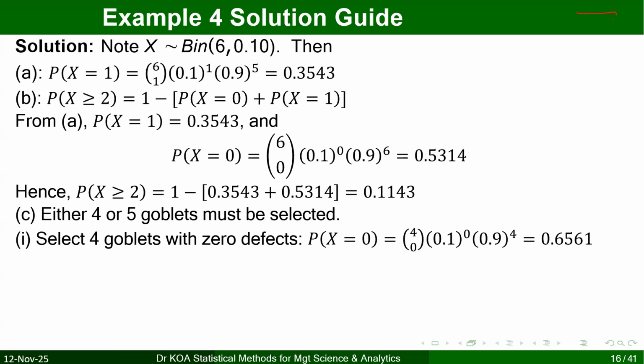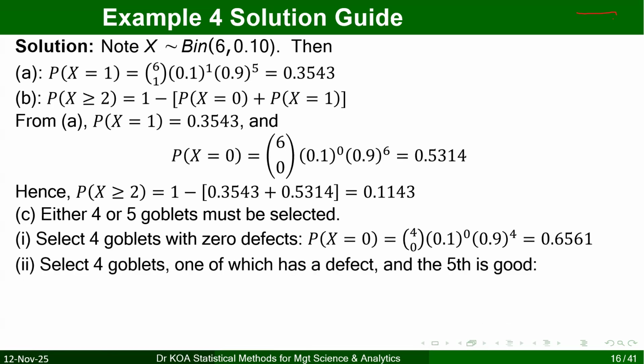That's the one where none of it is defective, so it will be the probability of it being equal to 0. Exactly. And then the probability that we are selecting 4 goblets, 1 has a defect. But of course, the 5th one is good. And the reason why the 5th one is good is because of the utmost.